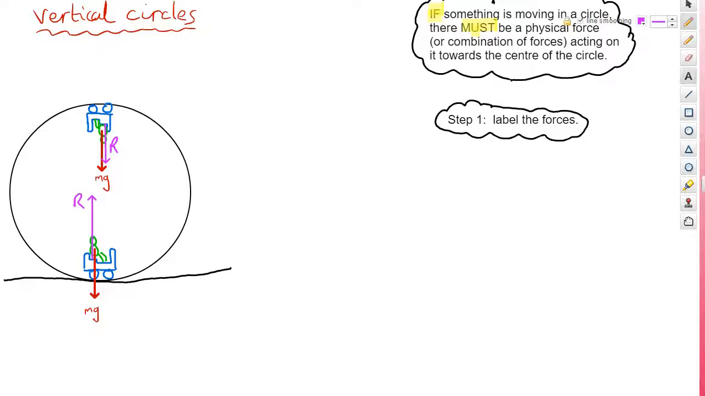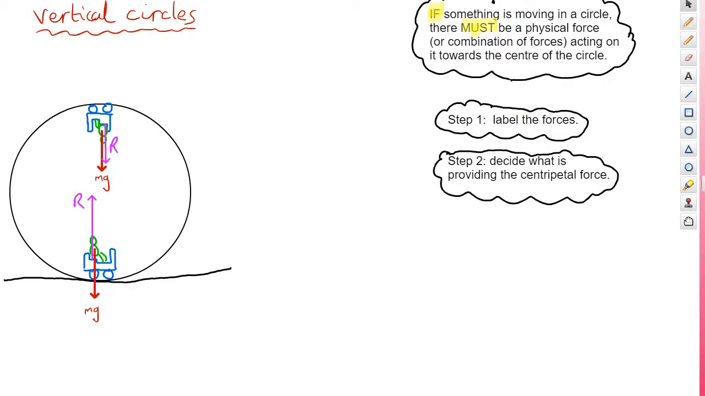So, now we can move on to step 2, which says decide what is providing the centripetal force. We need to do that this time at the top and then at the bottom. So let's start at the top. At the top, it's pretty clear that it's going to be R plus mg, R plus the weight, which is providing mv squared over r. Whereas at the bottom, it's also pretty clear that it must be R minus mg, which is the resultant force towards the centre of the circle.